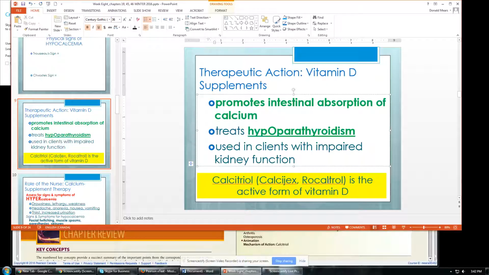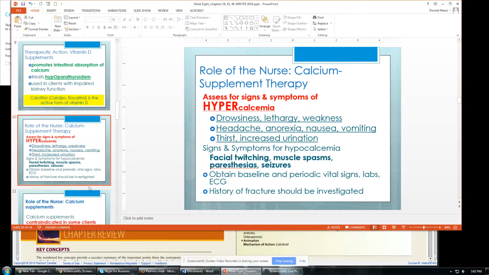And calcitriol is the active form of vitamin D. And again, you can get vitamin D with how many minutes of sunlight? Is it 20?